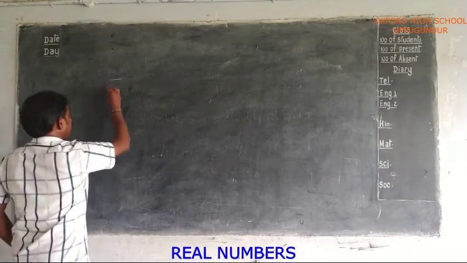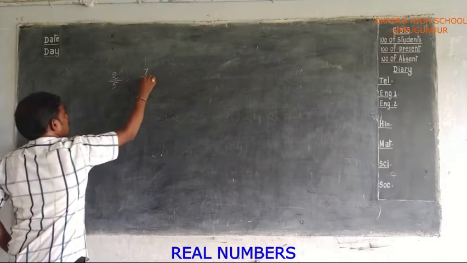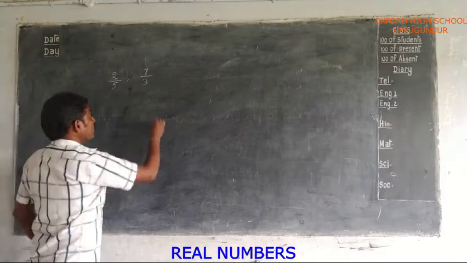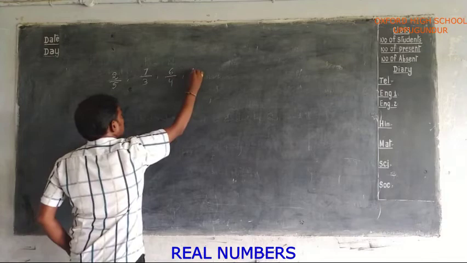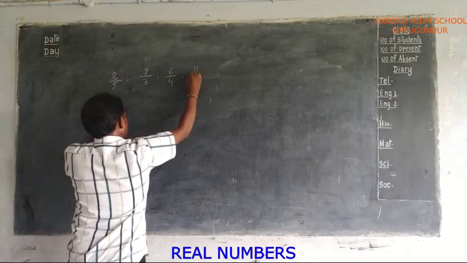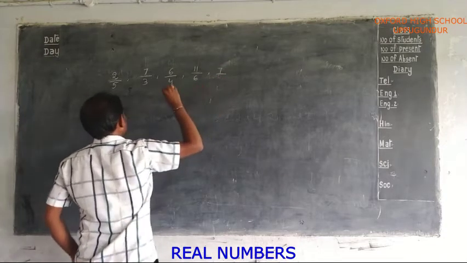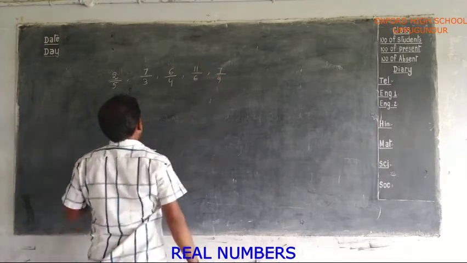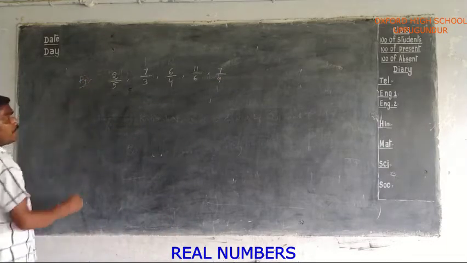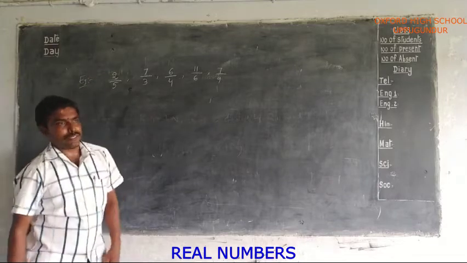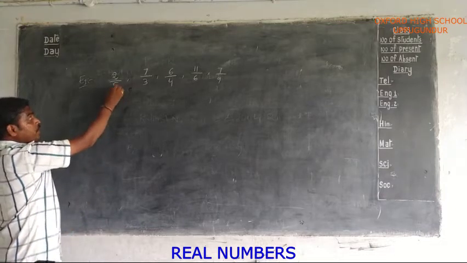So when you write 2 by 5, 7 by 3, 6 by 4, 11 by 6, 7 by 9, all these are rational numbers. These are examples of rational numbers. If you want to find the decimal forms of all these, how will you find them? By using the denominator, you have to divide the numerator.